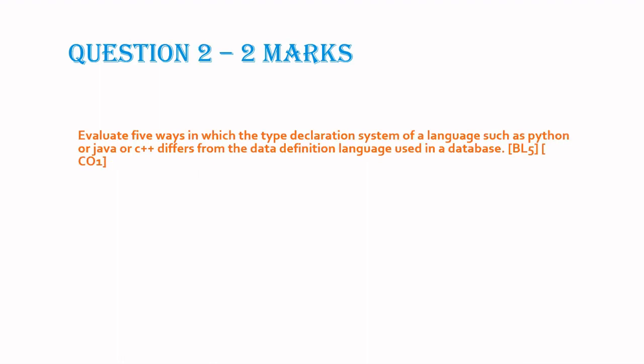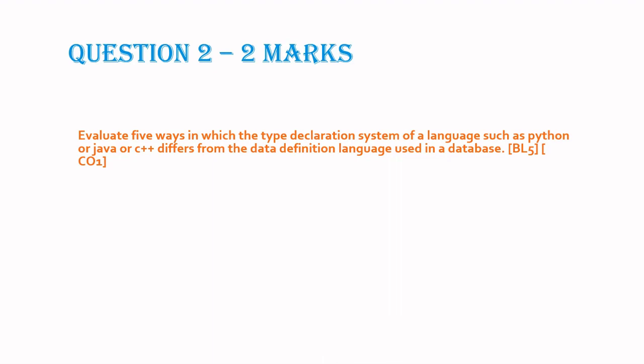See the second question. This second question is Bloom's taxonomy 5th level and course outcome 1. Evaluate 5 ways in which the type declaration system of a language such as Python or Java or C++ differs from the data definition language used in a database.